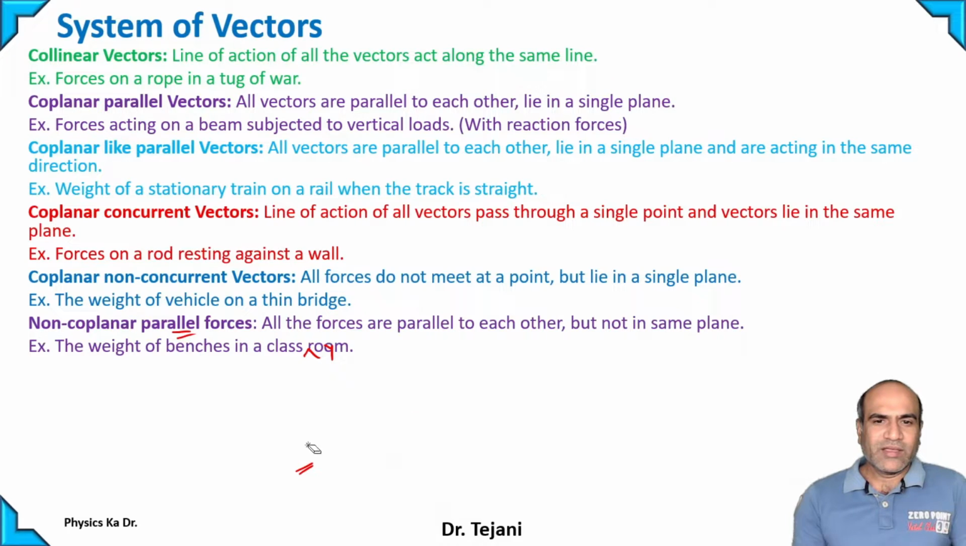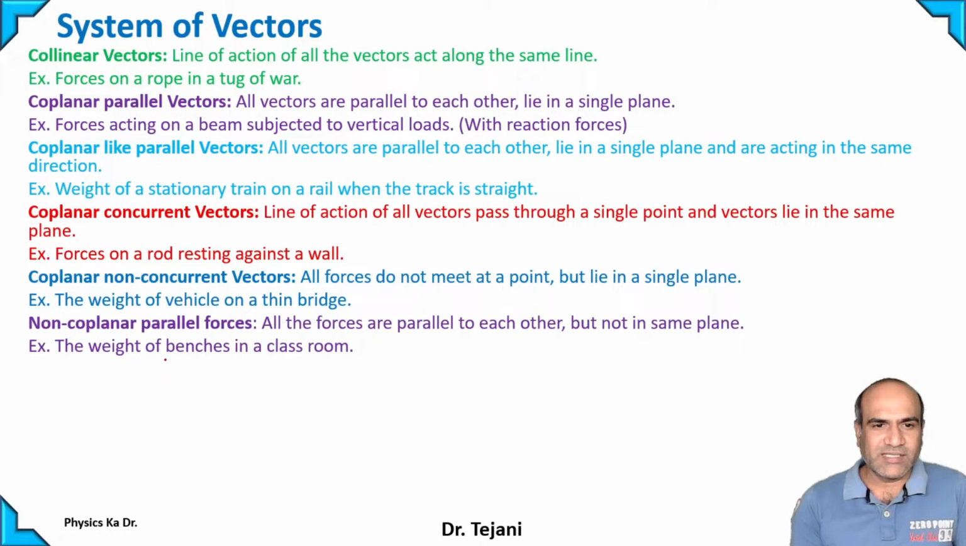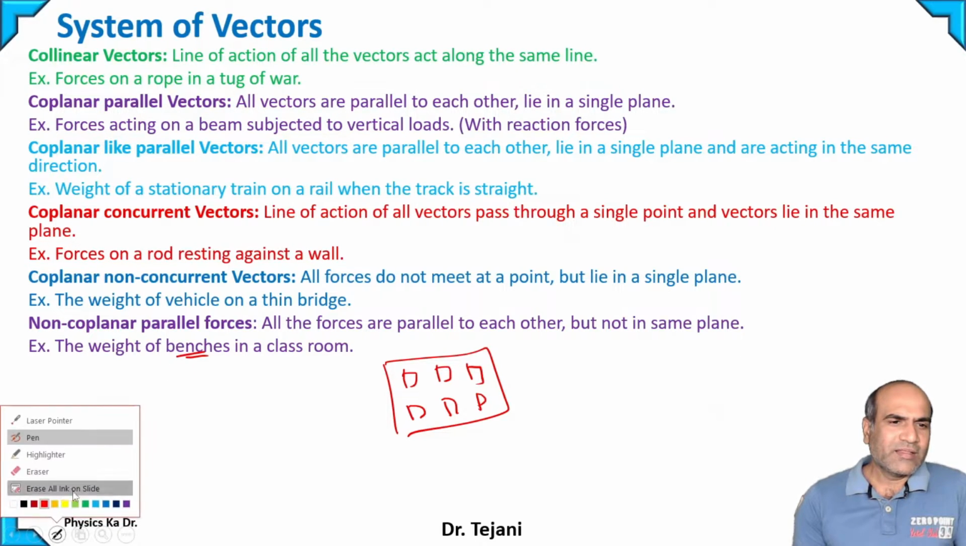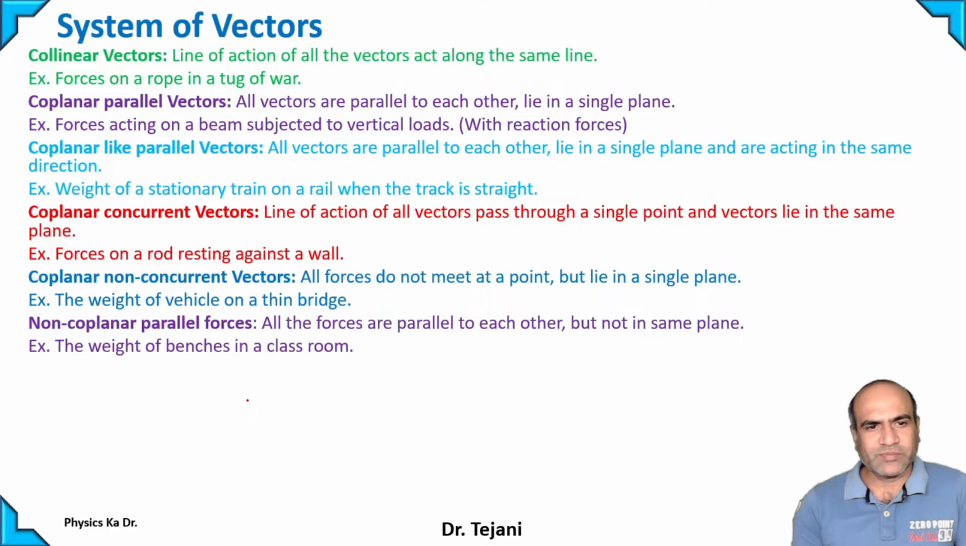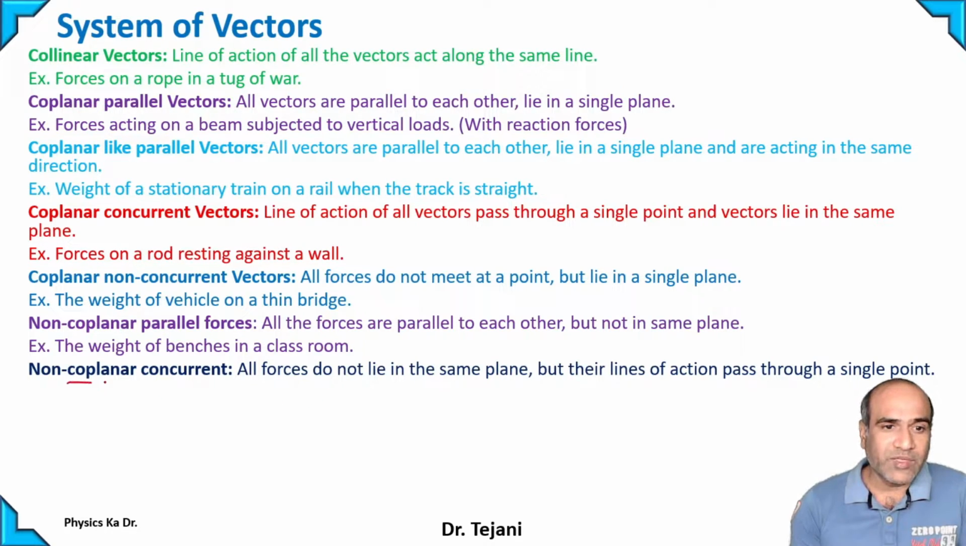Example of weight: a tree. Then the weight of branches, or benches in a classroom. There are benches in a classroom 3D drawing. One bench is located here, second here, third here. Right? So there are three-dimensional parts, and you can find plenty of other examples also. Non-coplanar means it's 3D, and concurrent means meeting at a single point.